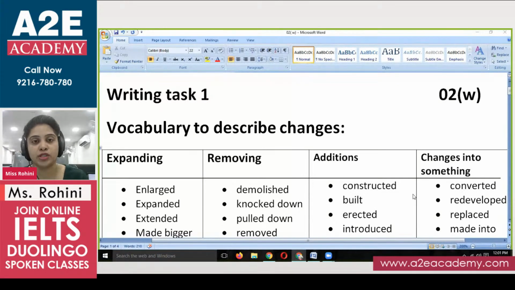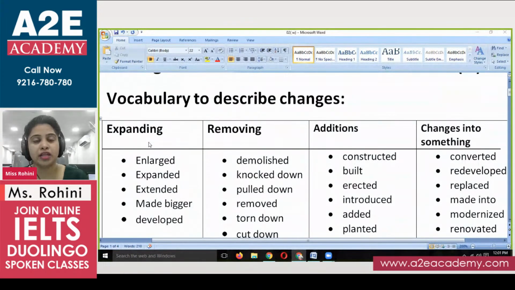And for those changes we can use certain types of vocabulary words. Like for expanding, if something is expanding, meaning its range is getting bigger in comparison to before. Or something is removed from its place, like earlier there was something else at that place and now something else has been located, situated, constructed there. For some additions, like something was not available at the place before but now it is there, so something extra has been added.